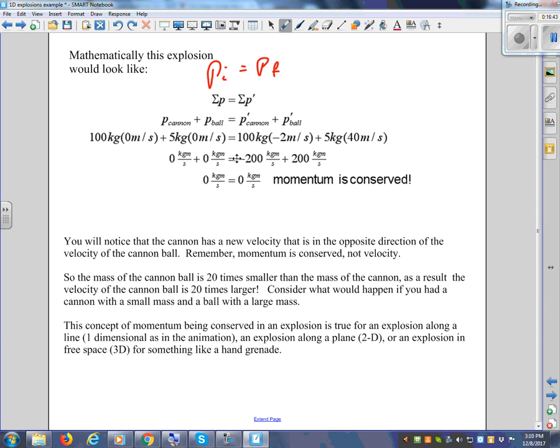But notice that everything on the left, they do all the math, but everything equals 0. And that means everything over here.